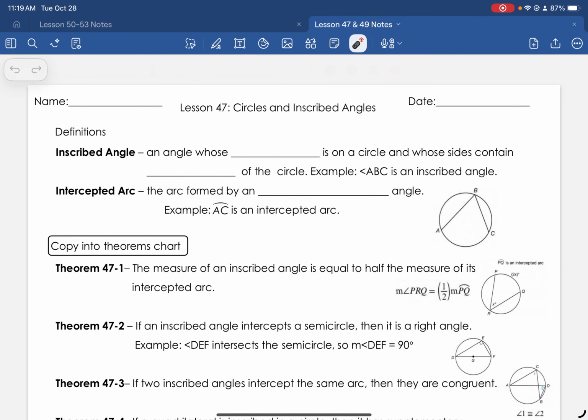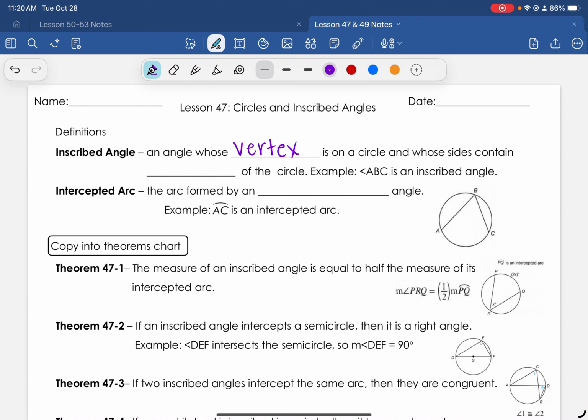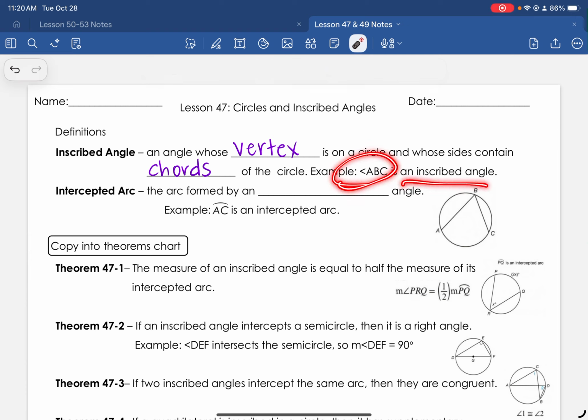Okay, this is lesson 47, circles and inscribed angles. So just start off with a few definitions. Inscribed angle. It's an angle whose vertex is on a circle and whose sides contain chords of the circle. So if you look over here, angle ABC is the inscribed angle, ABC.